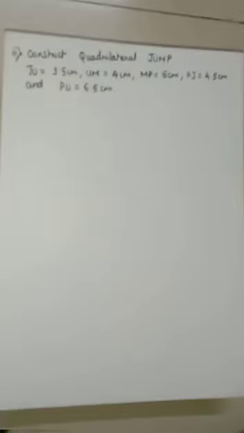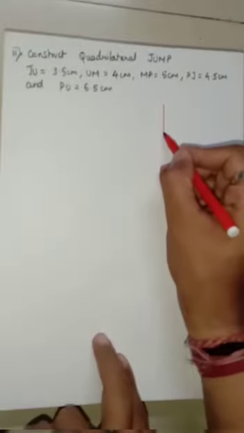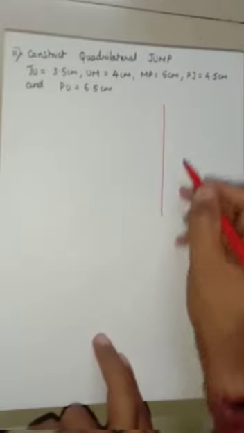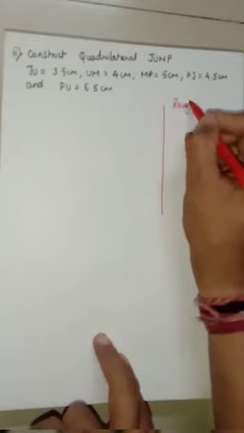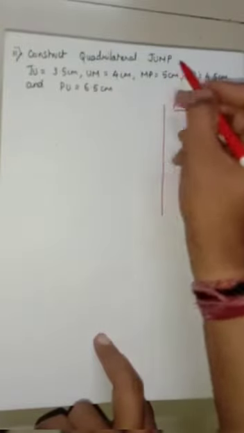So coming to exercise 4.2 question number 2. Now here the question is: construct quadrilateral JUMP. As I told you, first we will separate the page. Here it will be written "rough figure". So first we have to draw a rough figure. We have to construct quadrilateral JUMP.